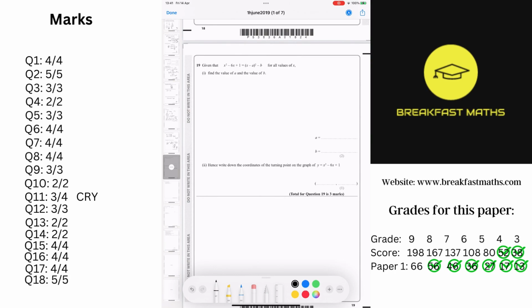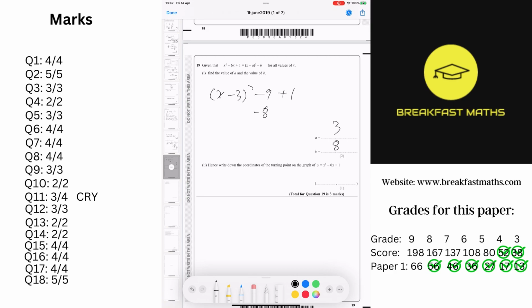X squared minus 6x plus 1. Complete the square for all values of x. Find the value of a and the value of b. Well, straight away we can see a is 3, and then 3 squared. So if we complete the square, we'd say (x minus 3) squared minus 9 plus 1. This here is going to go to minus 8. So b would be 8 here.